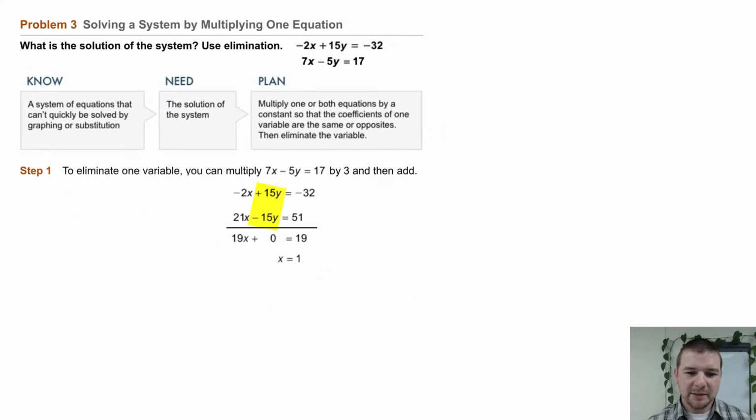Notice now we have opposite numbers of y's, so adding the equations will eliminate them. When we add, we find 19x plus 0 equals 19. Dividing each side by 19, we find x equals 1. So now we have our x value.